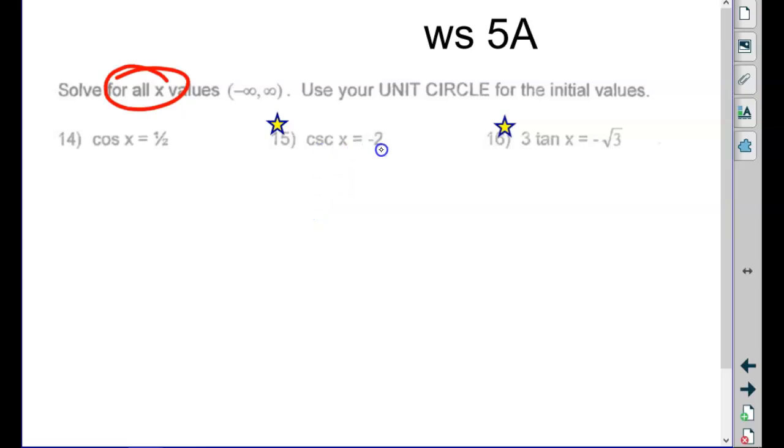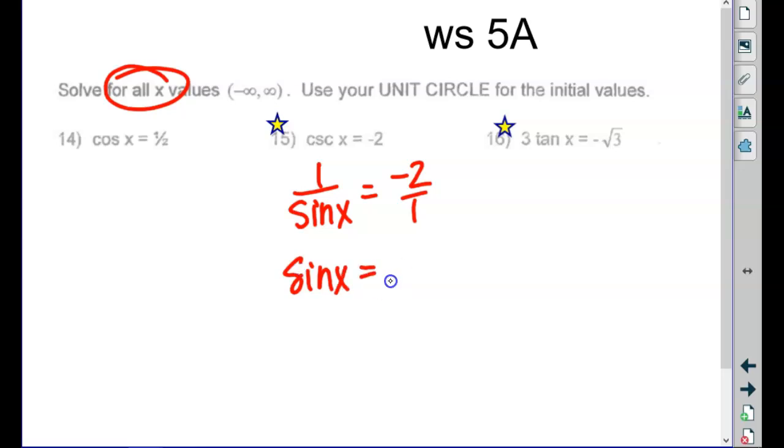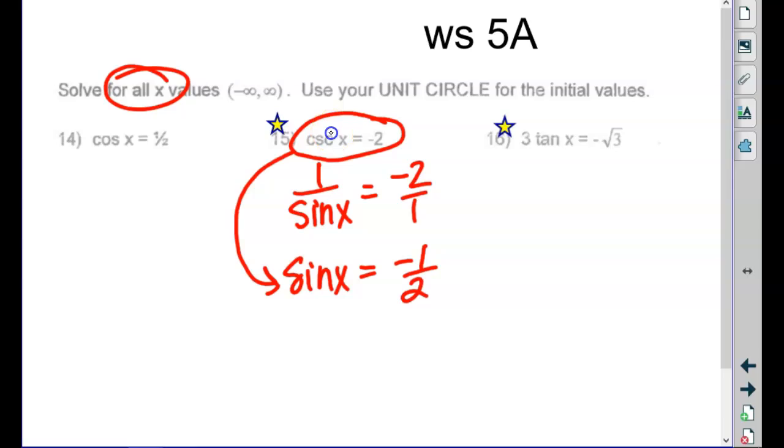So cosecant is -2, means 1 over sine is -2 over 1. So what do we do then? You could cross multiply and divide, but you want to get the sine by itself, so the sine would equal what? Guys, this should make sense from here to here. Cosecant flipped over is sine, -2 flipped over is -1/2. Are we good? You don't have to show me any crazy work. But now you got to figure out where on the unit circle that's true.